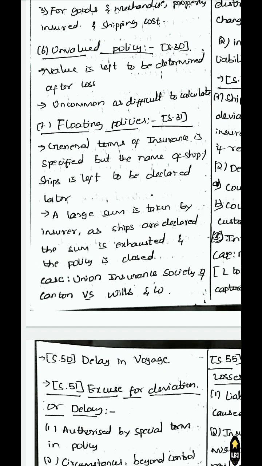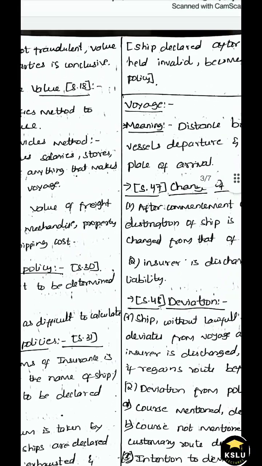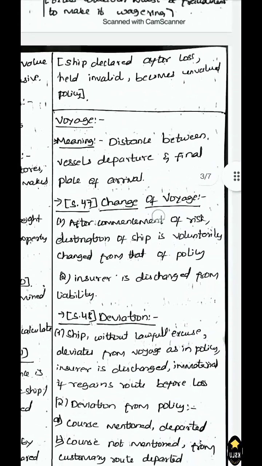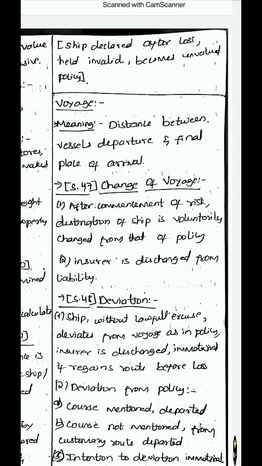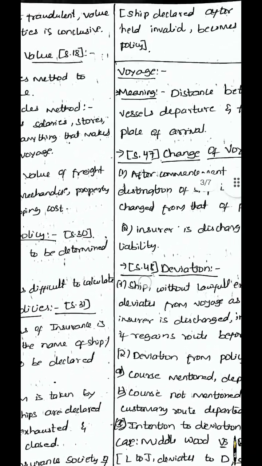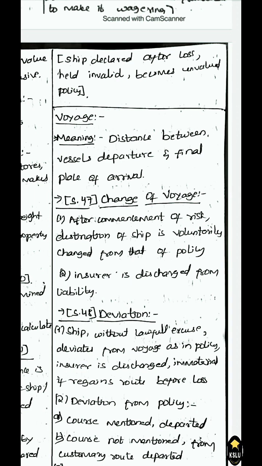Case: Union Insurance Society of Canton versus Wills and Co. In this case, it was held that a ship declared after loss is invalid and becomes an unvalued policy. So in this case of a floating policy, the general insurance was made, but he did not assign or declare any ship. After the ship suffered loss, he assigned this ship to the insurance policy. So it was held as invalid. It is held that the ship should be assigned before loss itself. Only then will a floating policy be valid.